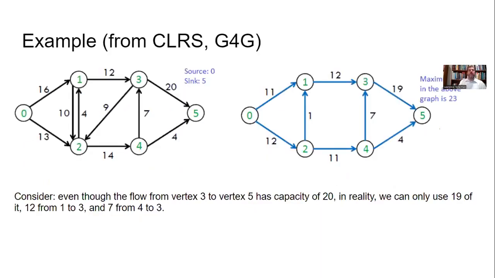So here is a picture. This picture comes from CLRS, which is Cormen, Leiserson, Rivest, and Stein. And it's also on the G4G site.